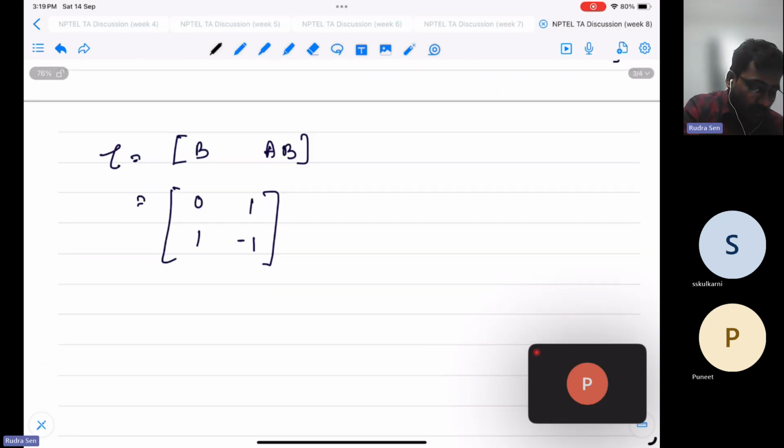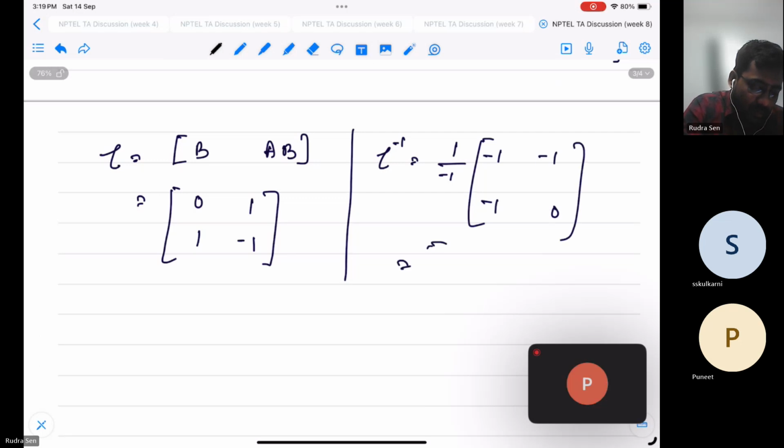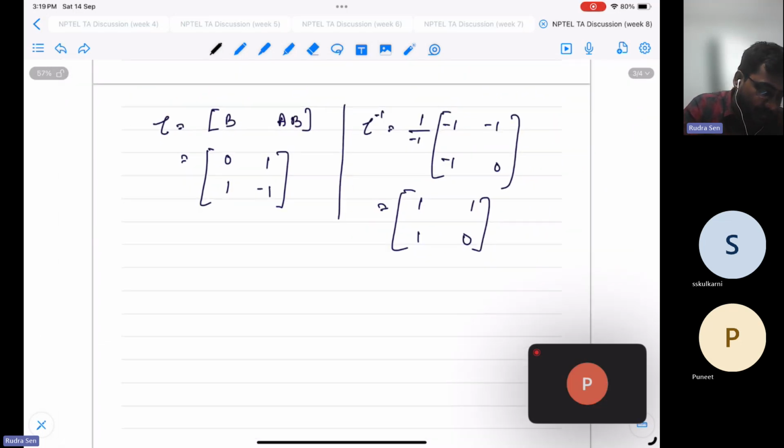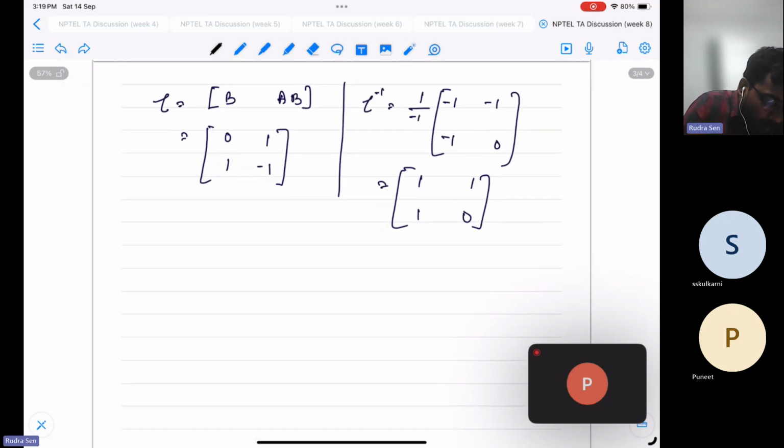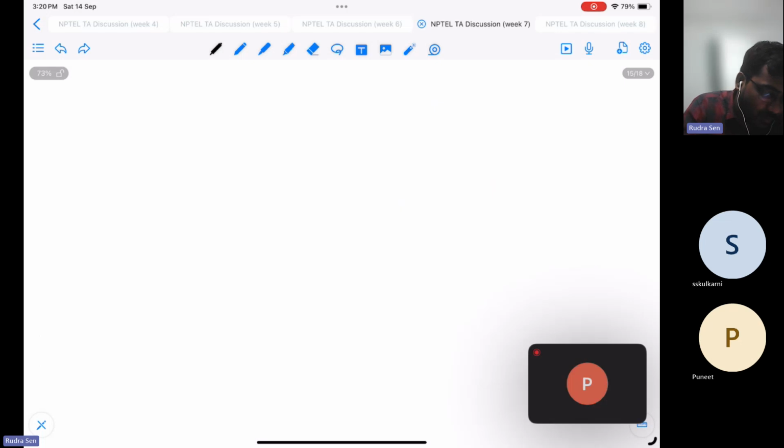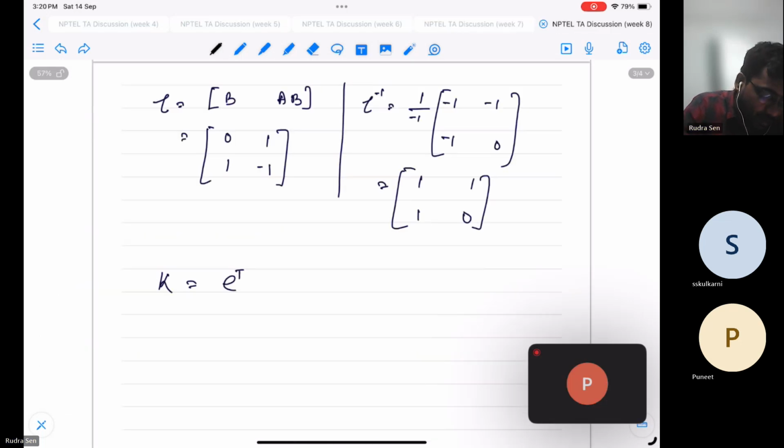So this is C, and we need to find C inverse as well. This is C inverse. Okay. So we know that K equals e transpose C inverse alpha d(A). What is the formula? K equals e transpose C inverse alpha d(A).